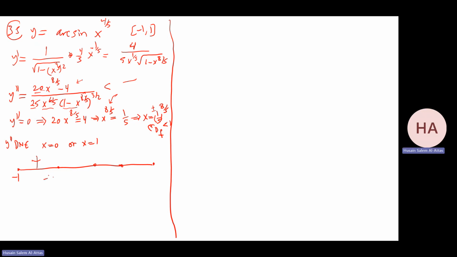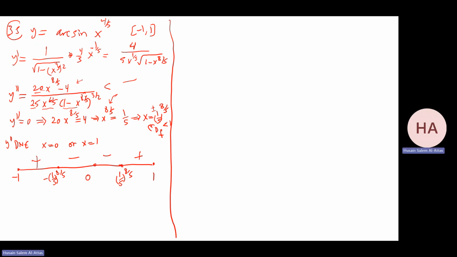That will be minus 1 over 5 to the power 8 over 5, and this is 0. And then I have 1 over 5, and this is 1. This is plus. Now this will be negative, since this will change sign. But at 0 it will not change sign, because this is always positive. So this is minus, this is plus.